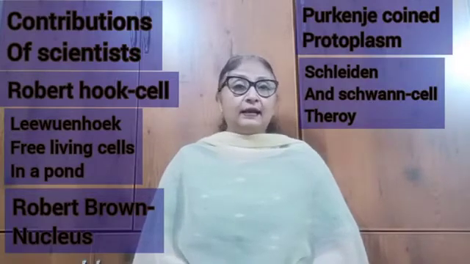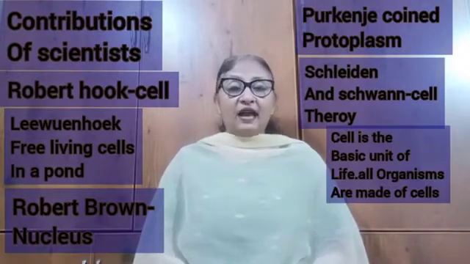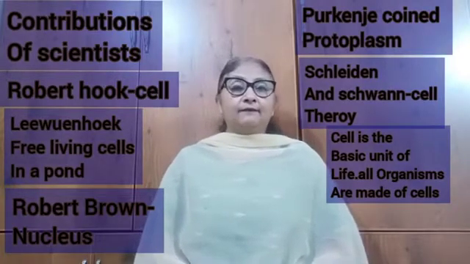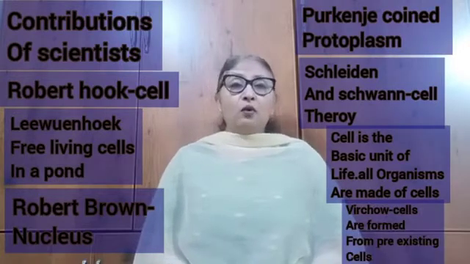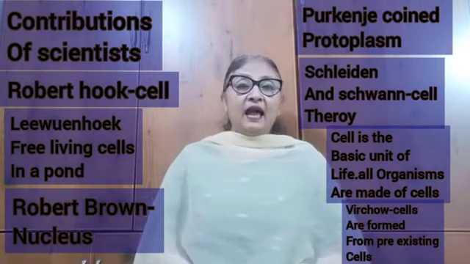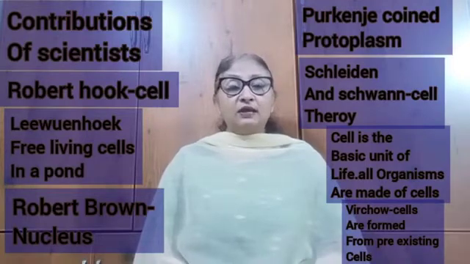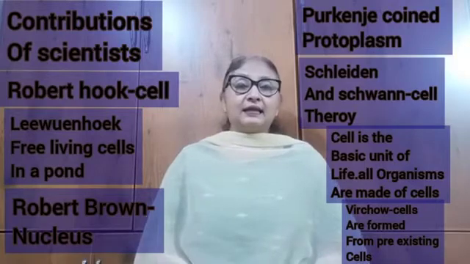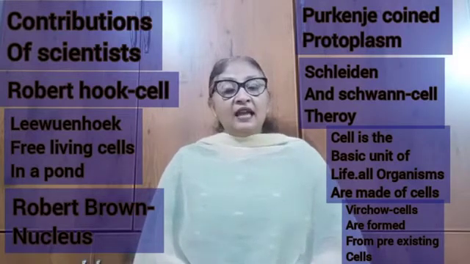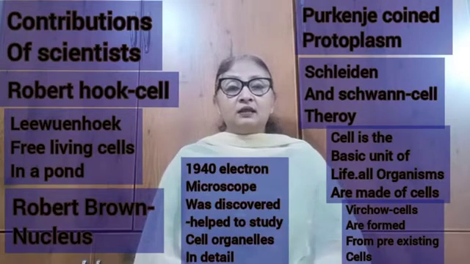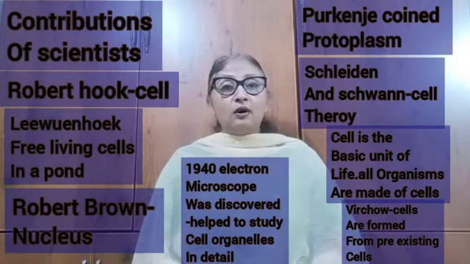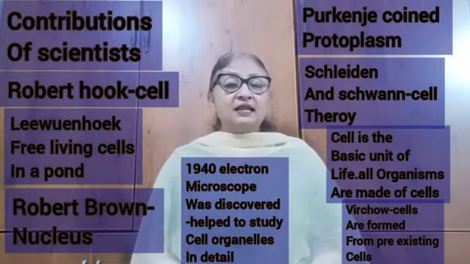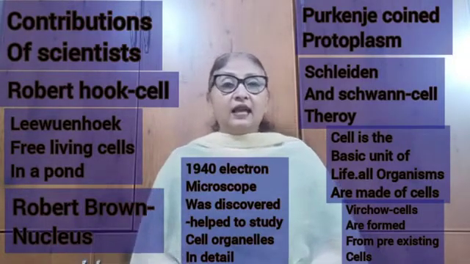Now, what is the cell theory? Cell is the basic unit of life and all organisms are made of cells. It was Virchow who modified the cell theory and he added one more statement to it. That is, cells are formed from pre-existing cells. In 1940 was the big discovery of the electron microscope, which allowed us to study the various cell organelles in detail.